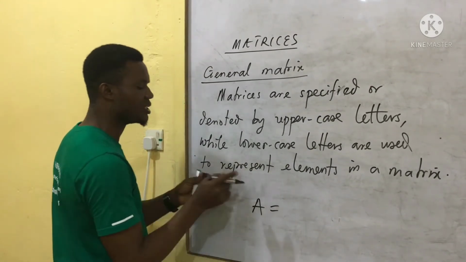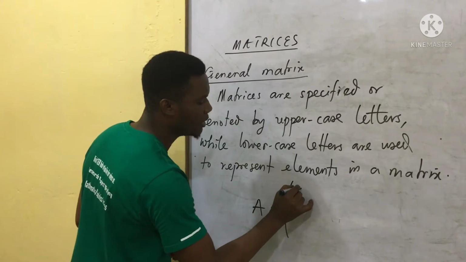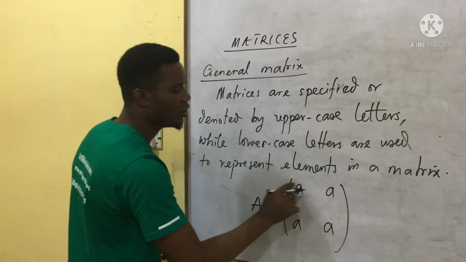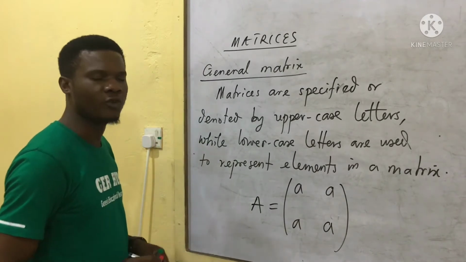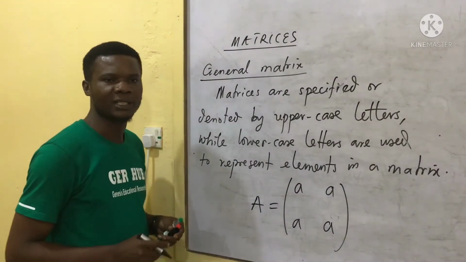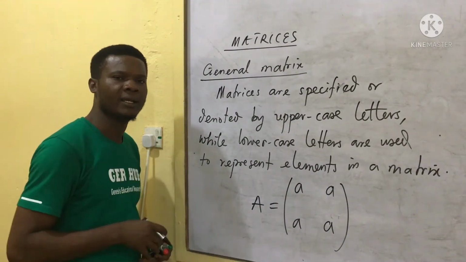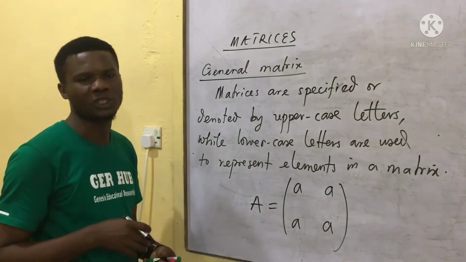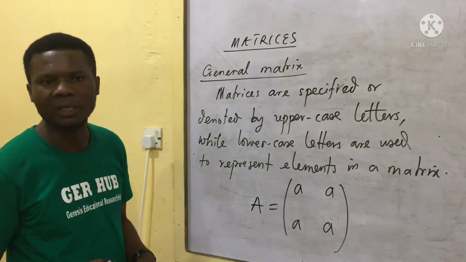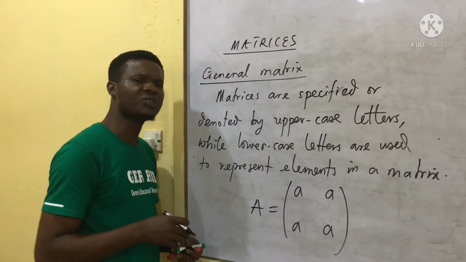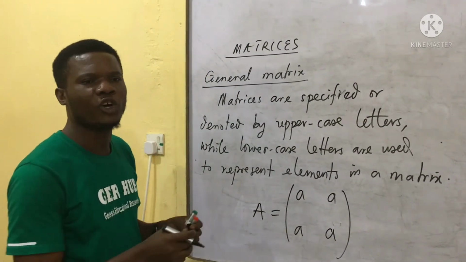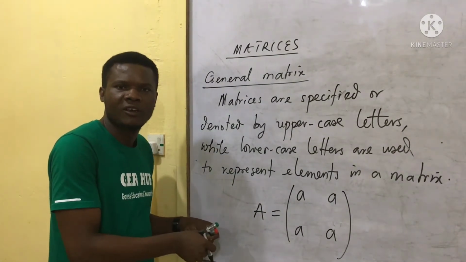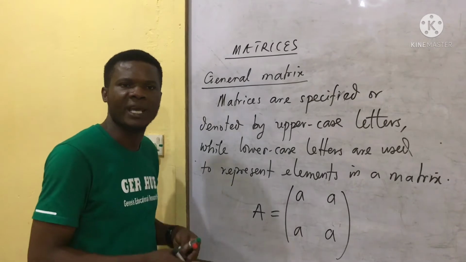So if a matrix is A and it is of order 2 by 2, we could use corresponding lowercase a's to represent the elements in the matrix. But for us to tell the exact location of each of these a's in the matrix, we have to use what is called the subscript notation. Now, the subscript notation starts with telling us the row in which an element is found, followed by the column in which that same element is found.